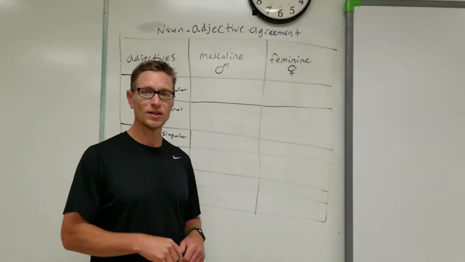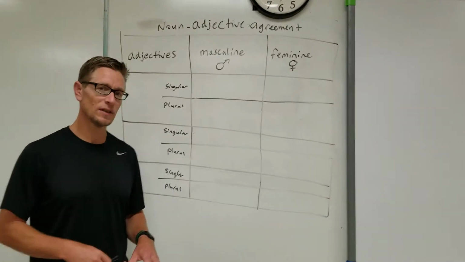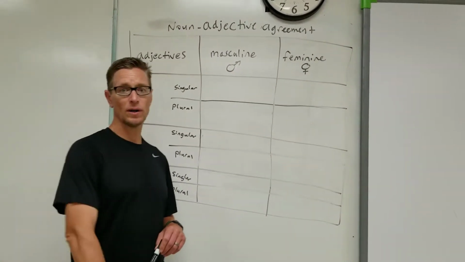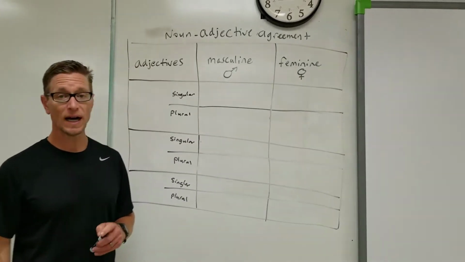Today we're going to talk about adjectives. I'm not sure what an adjective is. It's a word that describes another thing. For example, the tall guy. Tall is the adjective, guy is the noun.